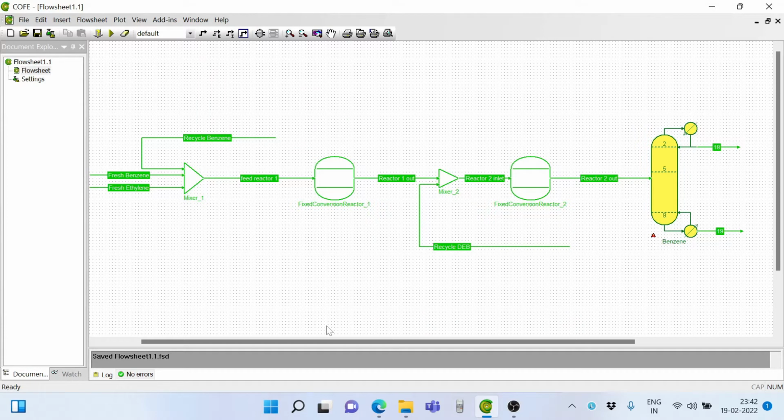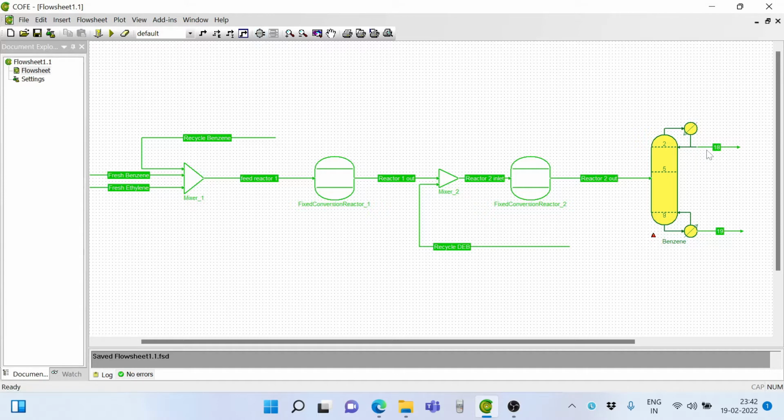Now, why is this done? Normally, whenever you try to solve for recycle loops, there are chances that the simulation might just crash. In that case, you will lose all your work. So it is better to make a fresh copy of your simulation and then do the simulation in the copy. So in case the simulation crashes for any reason, you still have the last copy of your work, which was complete.